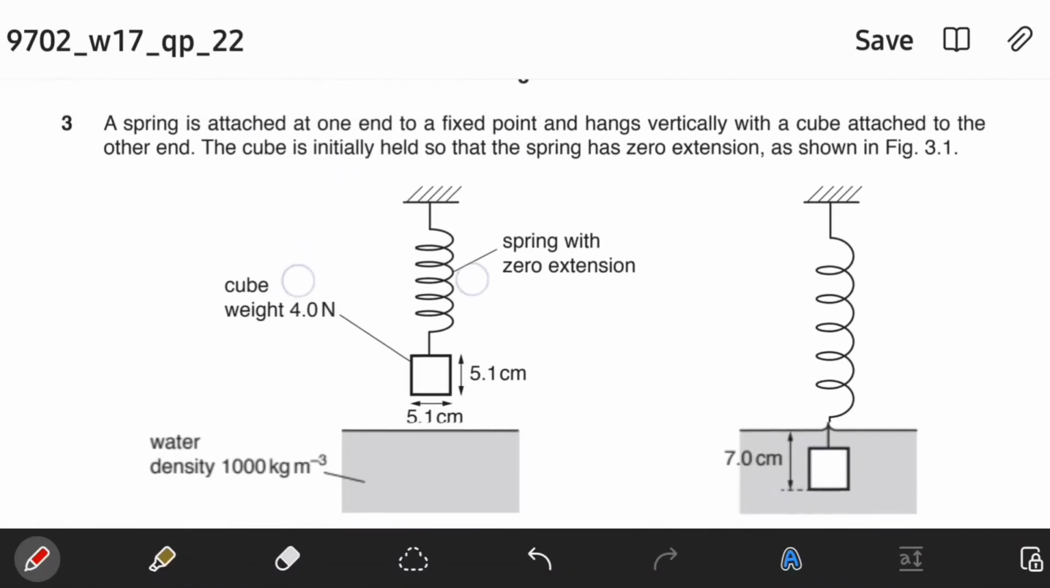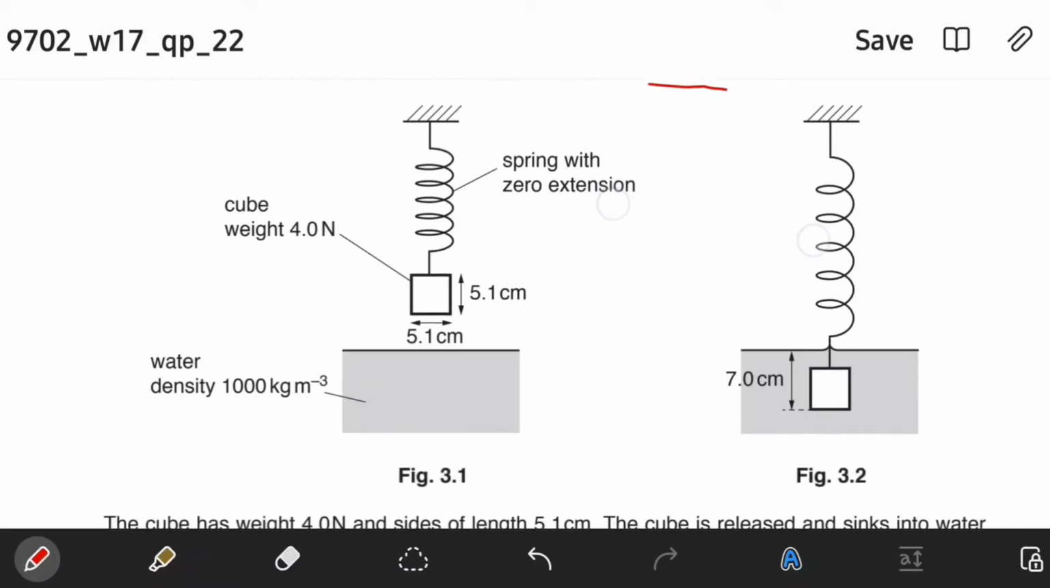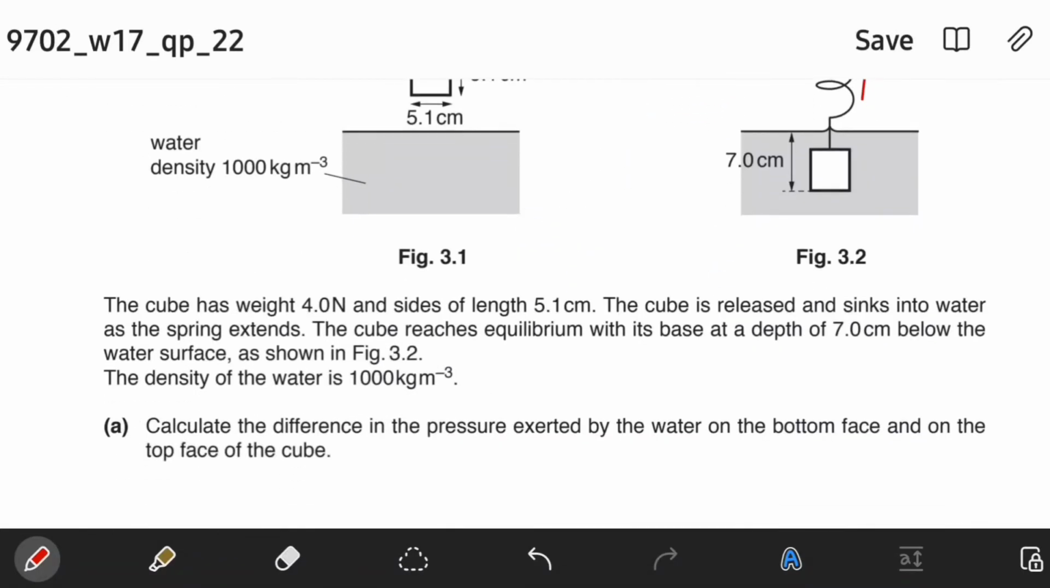Okay. A spring is attached at one end to a fixed point and hangs vertically with a cube attached to the other end. The cube is initially held so that the spring has 0 extension, as shown in figure 3.1. Okay, cube has a weight and sides of length. Okay, the cube is released and sinks into the water as the spring extends. The cube reaches equilibrium with its base at a depth of 7.0 centimeter below the water surface. The density of water is given.